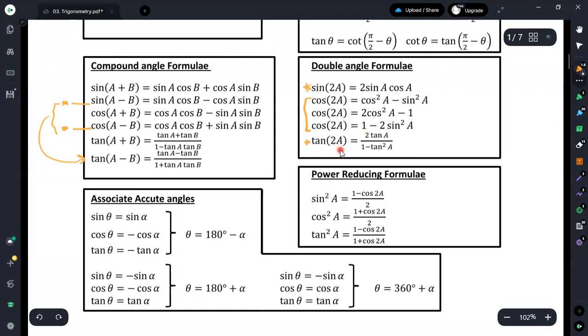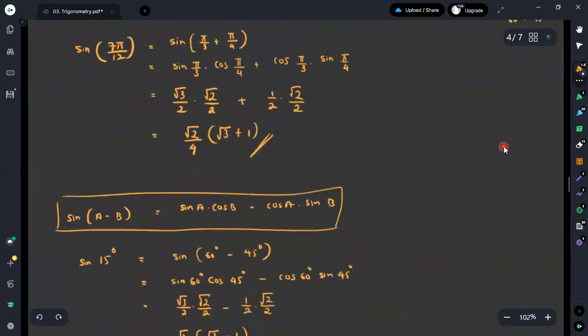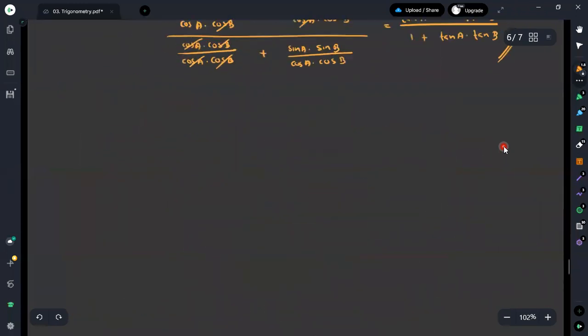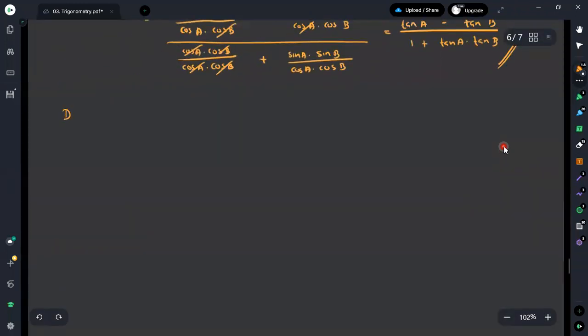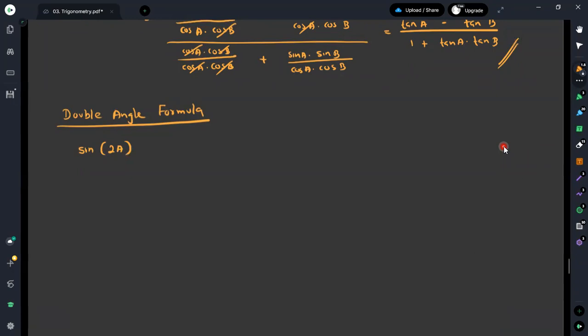And here what we can do is prove this double angle formula using the compound angle formula. If we go directly for the proof of the double angle formula, first I need to obtain an equation for sine 2 times A. Sine 2A, in the sense 2 times the angle A, I can write using the compound angle formula as sine A plus A.